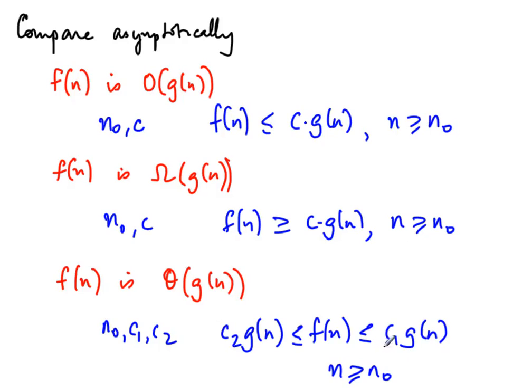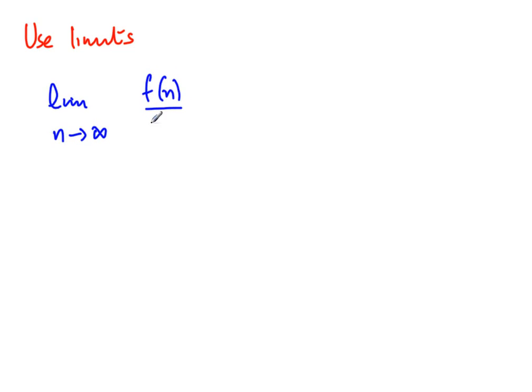Now, very often it is difficult to come up with a clever choice of n0 and c to establish these relationships. Another technique that can be used is to use limits. Supposing we want to compute whether f of n is O of g of n or theta of g of n or omega of g of n. So we compute the limit as n tends to infinity of f of n over g of n. This intuitively captures what we are doing in this asymptotic behavior, looking at the function as a limit.